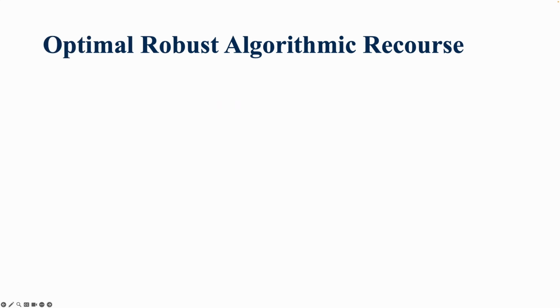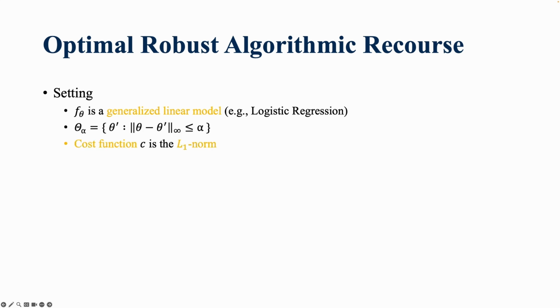To address these challenges, we designed an optimal algorithm for robust recourse. Our method assumes the model is a general linear model, such as logistic regression. We construct the set of adversarial models using the L-infinity norm and choose the L1 norm as our cost function.